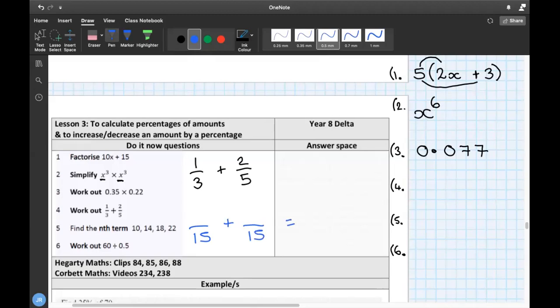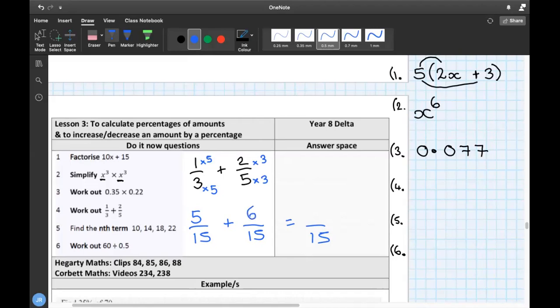Next thing I need to do is think, how did I get from 3 to my common denominator of 15? I multiplied by the denominator of the other, 5. I need to do the same with my numerator to keep my fraction equivalent. 1 times 5 will give us 5. Next, how did I get from 5 to 15? I multiplied by 3. So I'm going to do the same with my numerator here. 2 times 3 gives you 6.